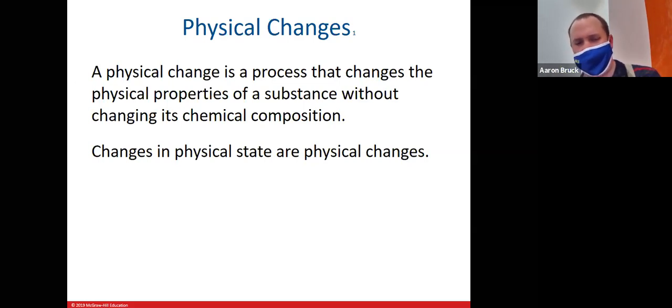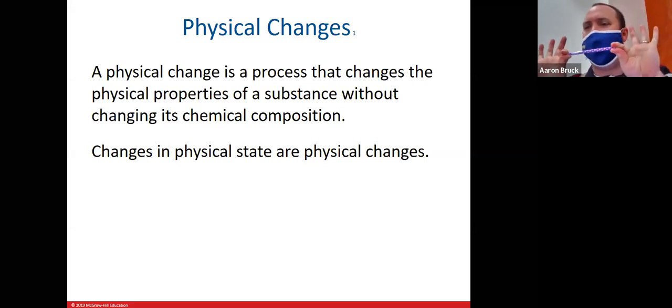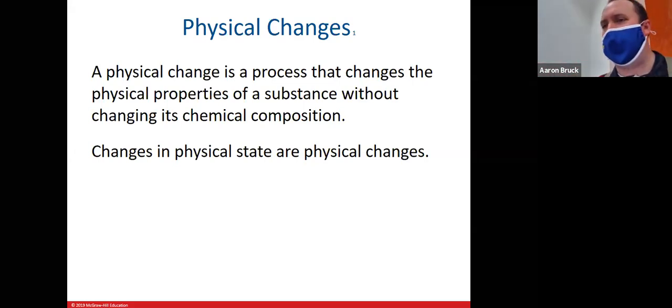If I were to take this pencil and break it in half, that would constitute a physical change. I have changed some of the physical properties of this substance. It now has a different shape. It now has a different mass, assuming I've only weighed one of the pieces. It now has a different volume. But compositionally, it's the same substance that it was before. It's wood, paint, graphite, and whatever the eraser's made out of.